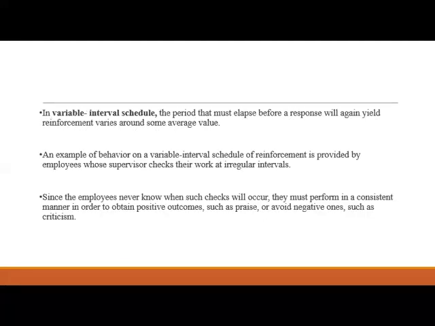Now, in a variable interval schedule, the period that must elapse before a response will again yield reinforcement varies around some average value. A good example of behavior on a variable interval schedule of reinforcement is provided by employees whose supervisor checks their work at irregular intervals. Since employees never know when such checks will occur, they must perform in a consistent manner in order to obtain positive outcomes, such as praise, or avoid negative ones, such as criticism.